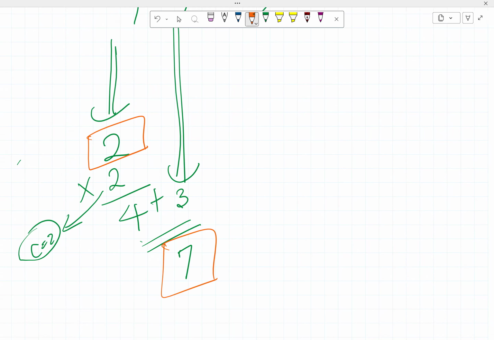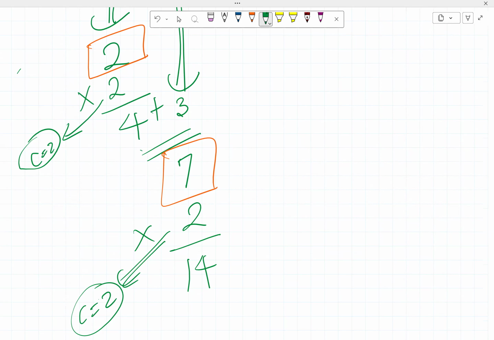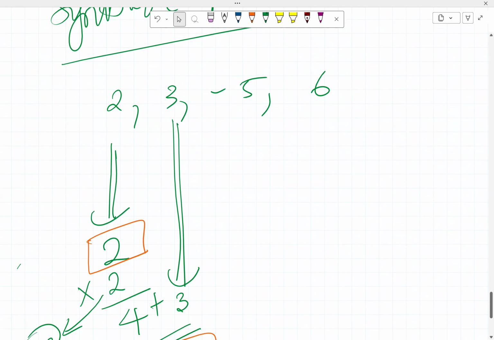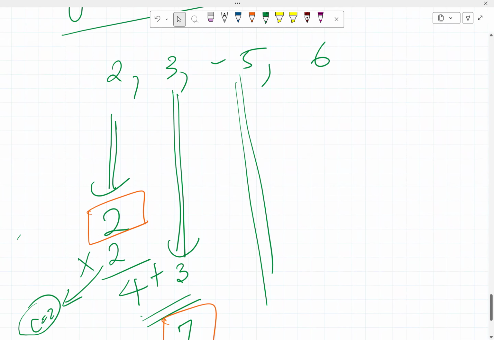This 7 you have got now, you multiply by 2 again. That 2 is c, which is equal to 2 again. So multiply 7 by 2 and you get 14. Now that you've got the 14, what do you do again? You add the next coefficient to it, that minus 5.